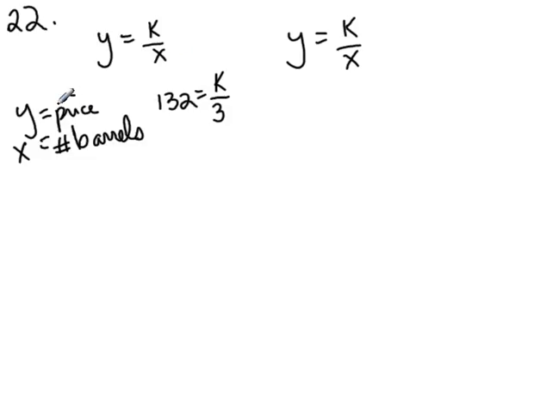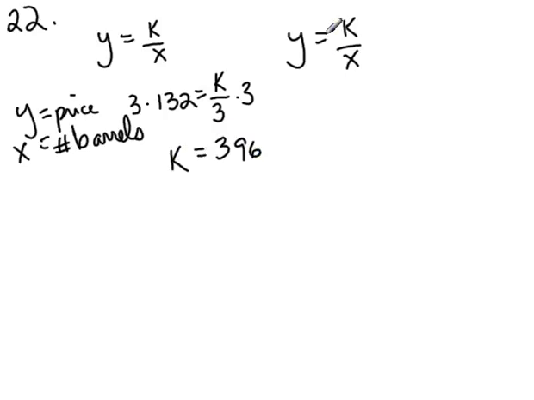Again, like I said on the last one, you could make that P for price and that B for barrels. That would be perfectly acceptable if it helps you figure out what goes where. I think if you name it here, it works just as well, but it's certainly your choice. I want to solve for the k here now, so what am I going to do? I'm going to multiply both sides by 3, and I end up with k equals 396.